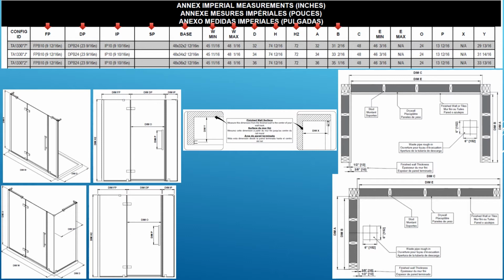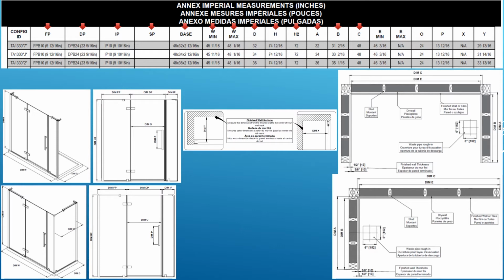B, finished shower depth. For a shower without a base, the depth of the shower measurement is from the front edge of the shower to the back finished wall. If the shower comes with a base, the depth of the shower measurement is from the front edge of the base to the back finished wall.